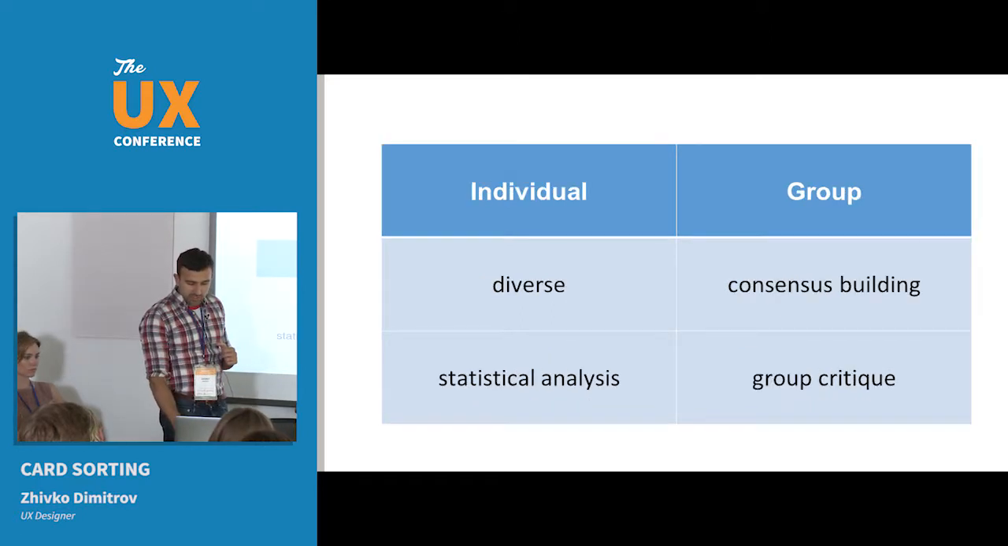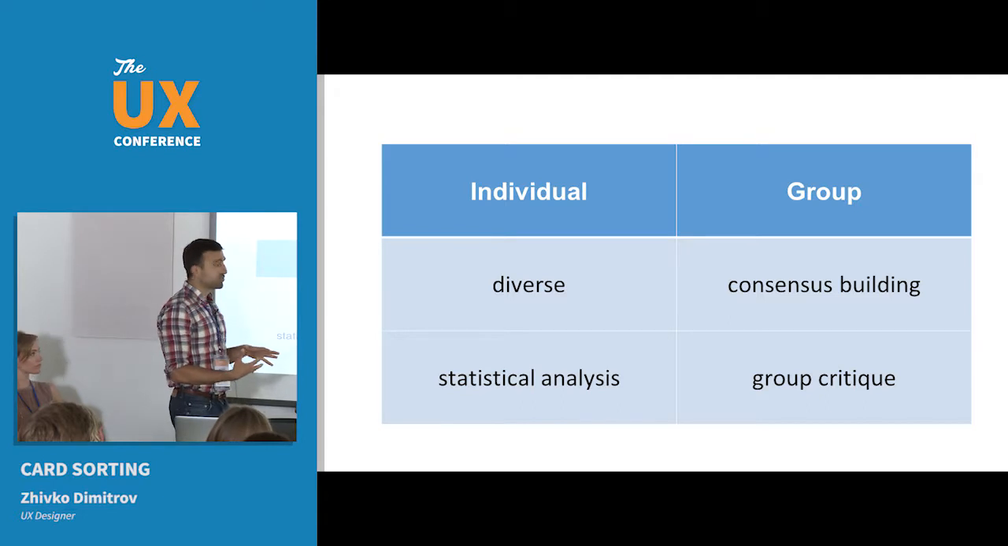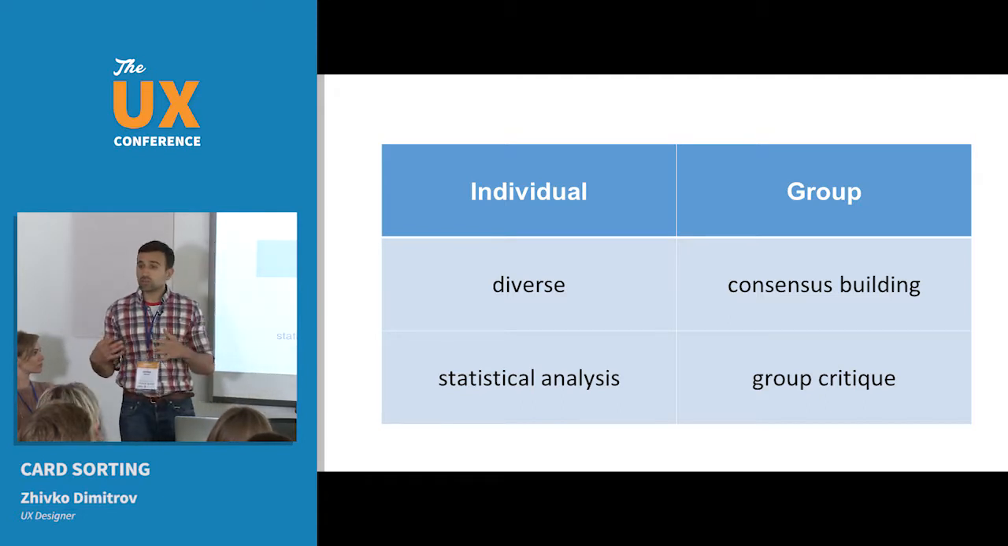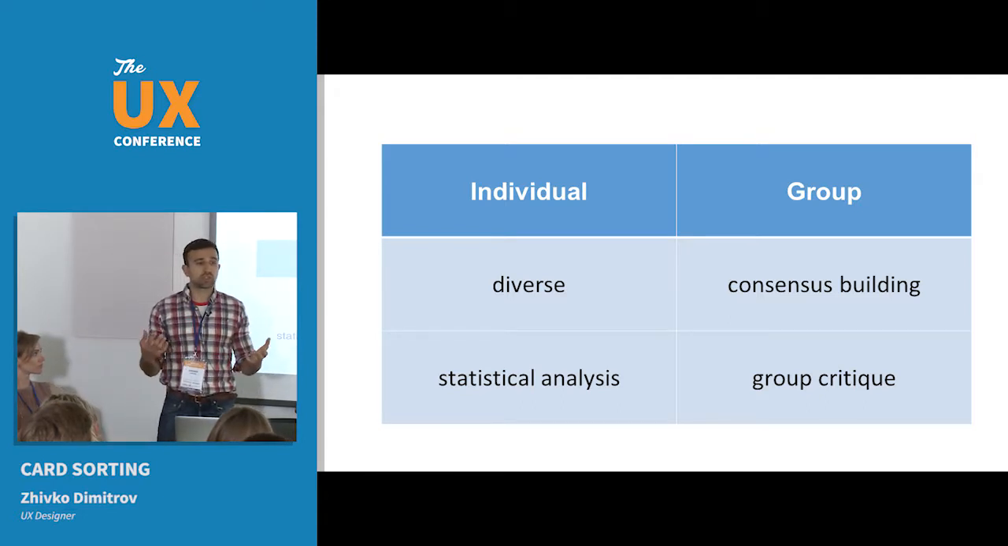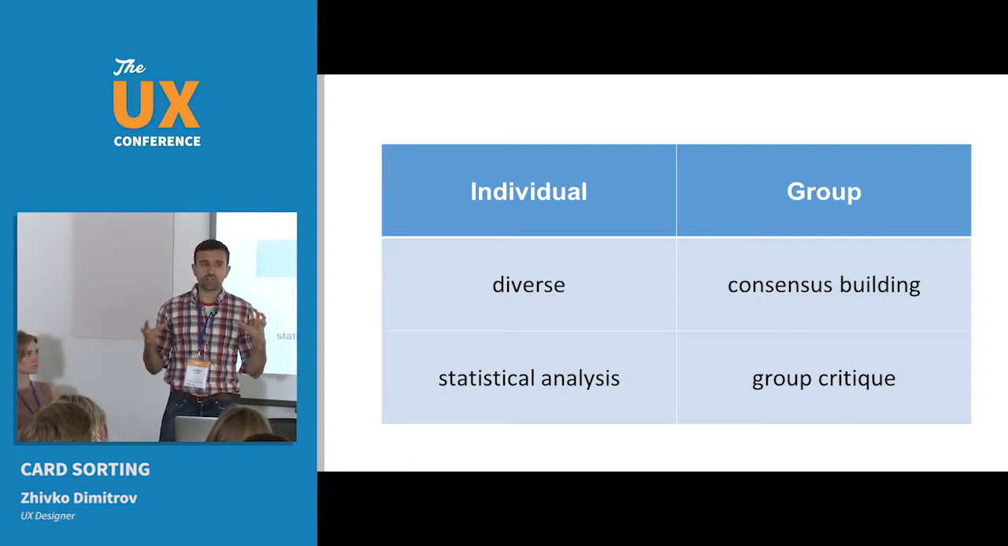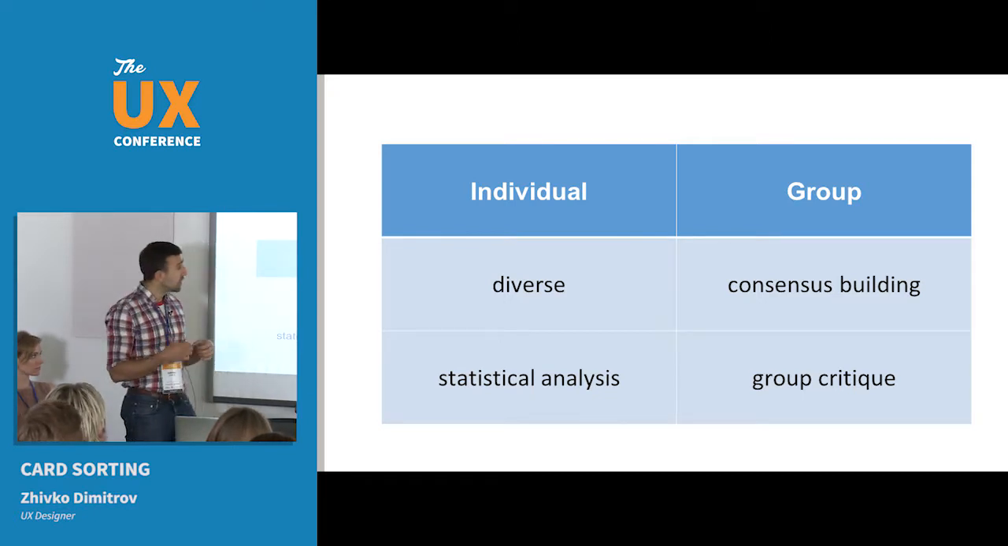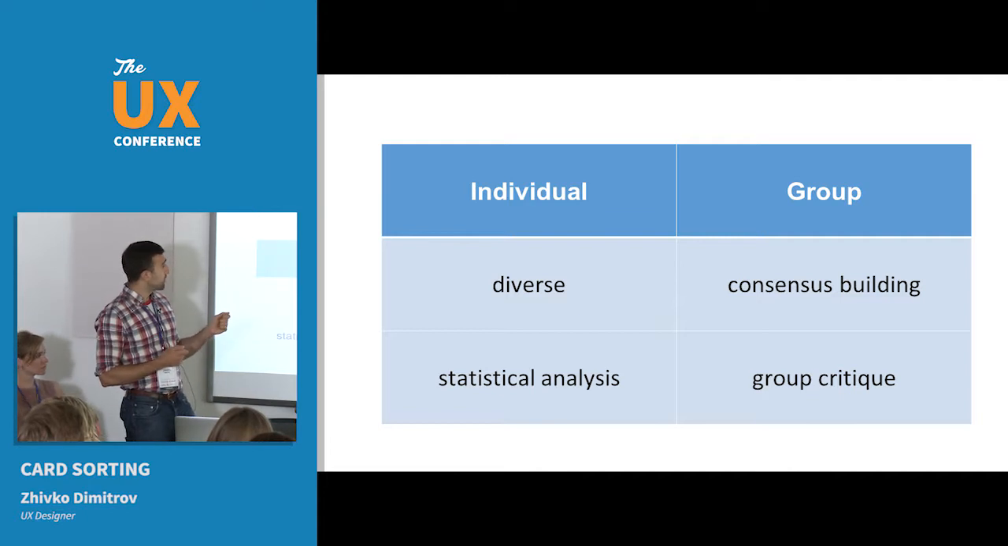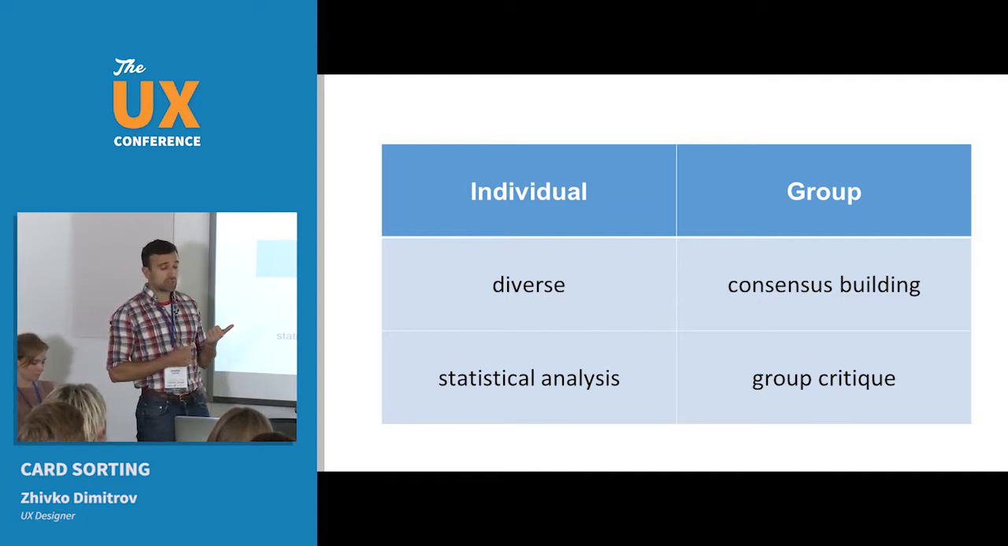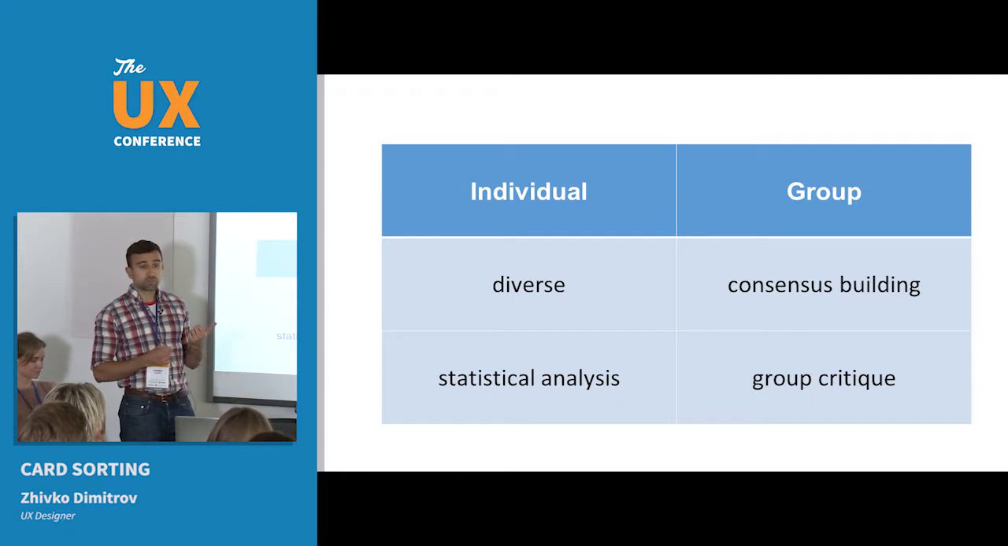Other types of studies, individual or group. You can do this one-on-one, so you sit with one user and then you get their opinion, or you can do it as a group, which becomes more of a focus group kind of thing, where you ask the group to consult and to aggregate a single opinion of what the grouping should be. So obviously the individual outcomes are a lot more diverse.